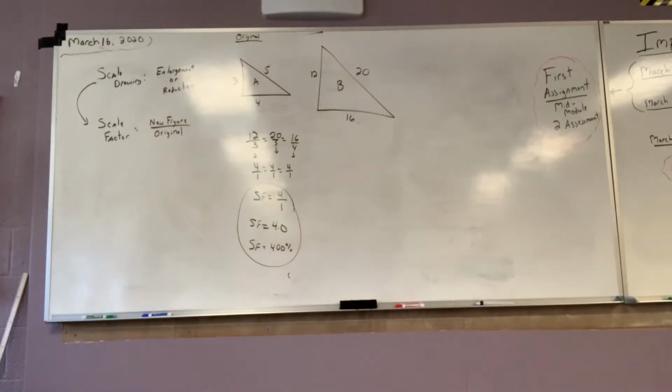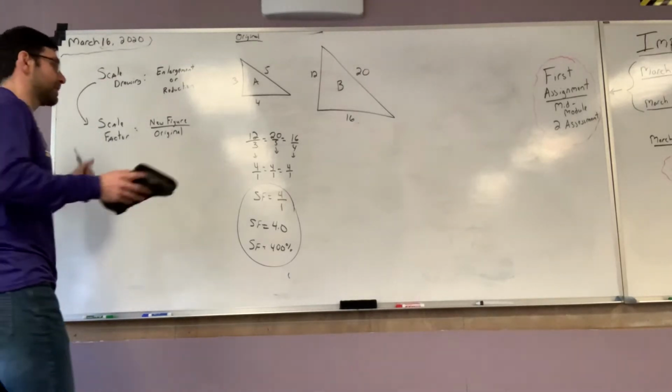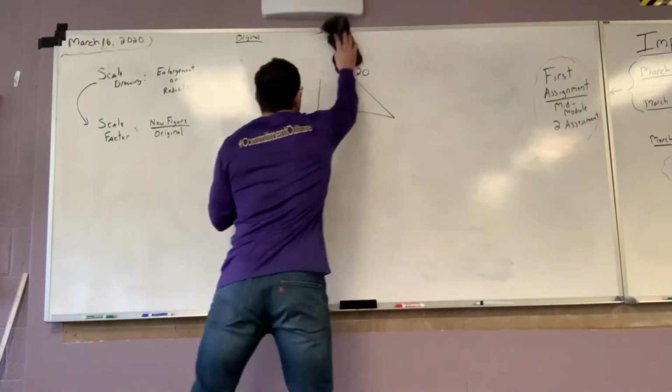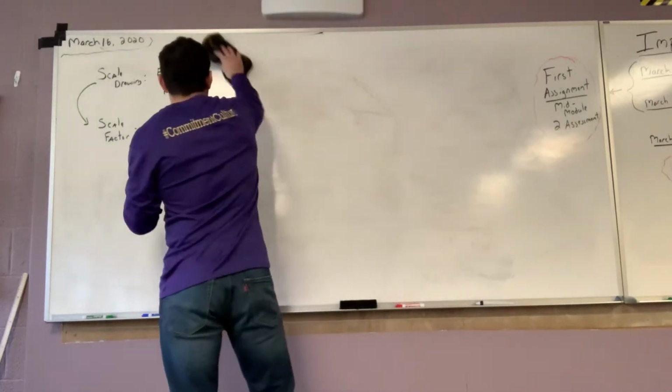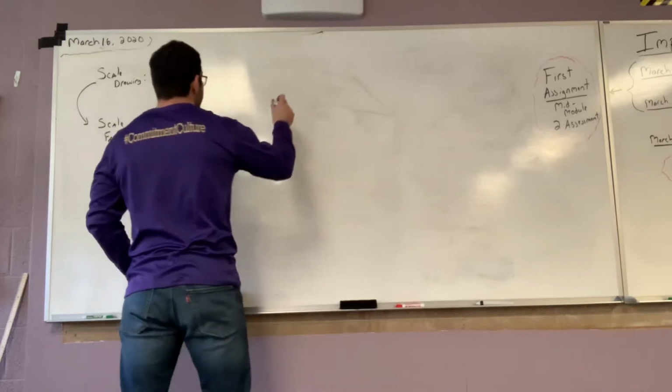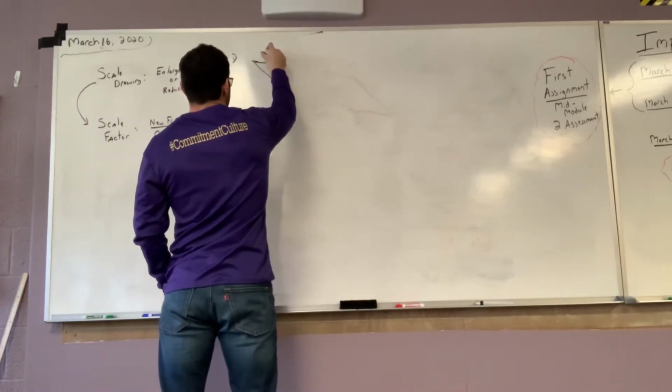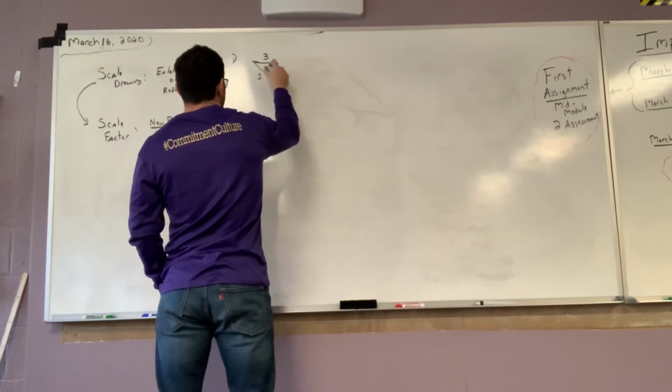So all you're going to do for me is find the scale factors. Using this formula, you're going to find the scale factors. Plain and simple. Figure A will always be the original. 3, 4, 5.